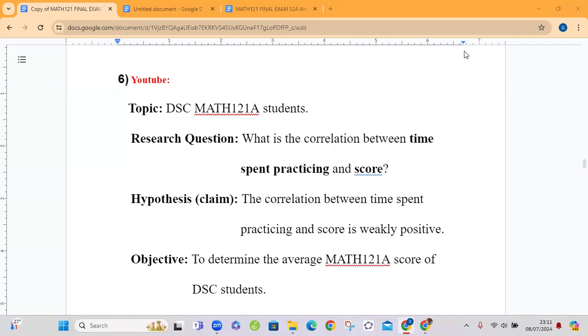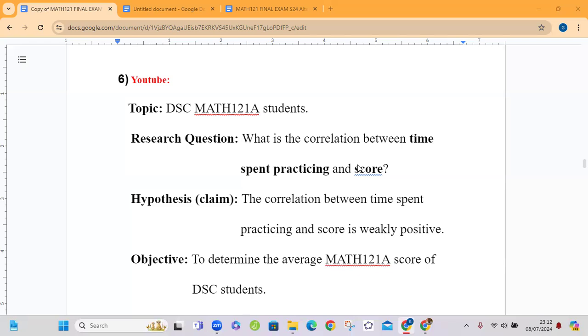In this video, we will discuss number 6, which begins with the initial steps for any research project. These signature steps include the topic, the research question, the hypothesis, and the objective. So the topic here is DSC Math 121 students. Now the research question here is, what is the correlation between time spent practicing and score?